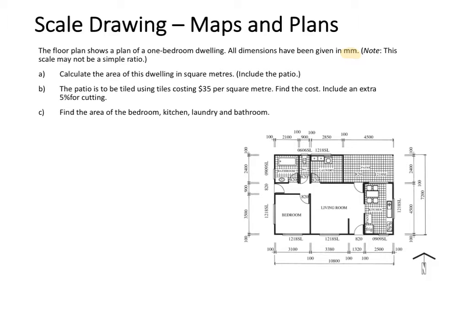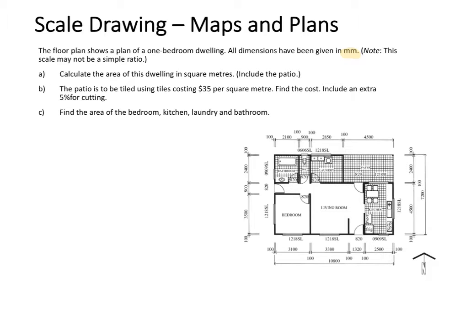The first is the area of the dwelling in square meters. The second is the patio is to be tiled using tiles costing $35 per square meter. We need to find the cost, allowing for an extra 5% for cutting. And the third task is to find the area of the bedroom, the laundry, and the bathroom. So we're going to start off with A and calculate the total area of the dwelling.